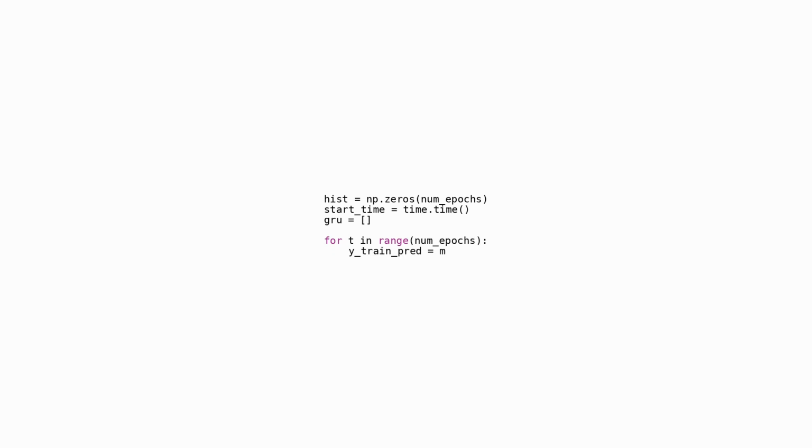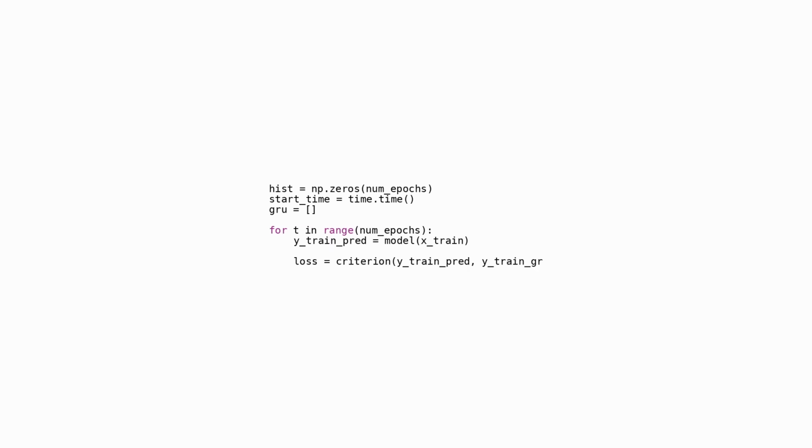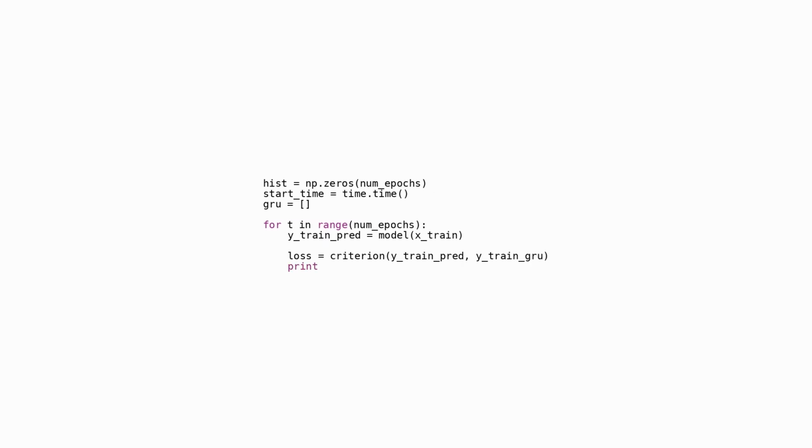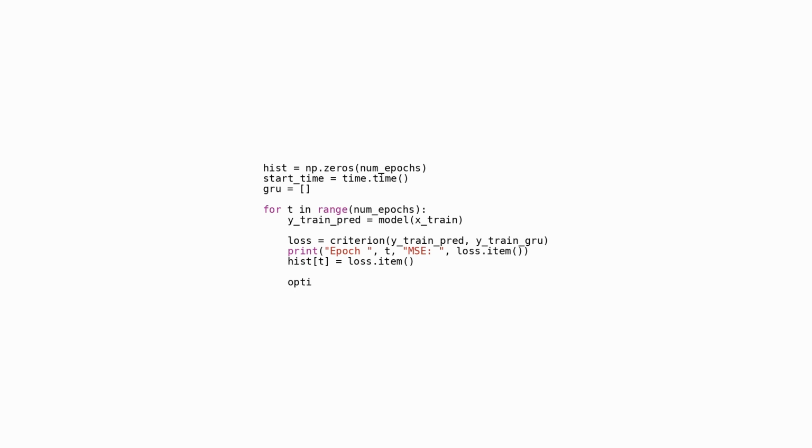Subsequently, it proceeds to iterate through a set number of epochs, num epochs. A. Generating predictions, uTrainPred, on the training dataset through the neural network model. B. Evaluating the loss between predicted outputs and actual values, uTrain, with a designated loss function, criterion. C. Showcasing the ongoing epoch count along with the mean squared error loss output. D. Recording the current epoch's loss value in the array.